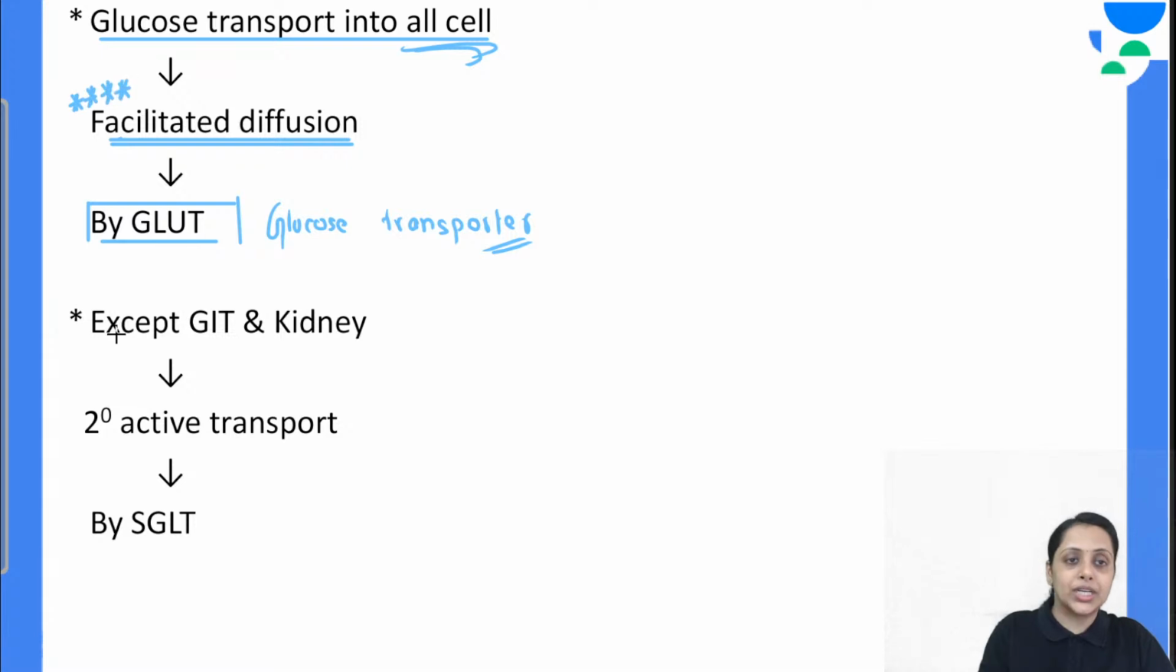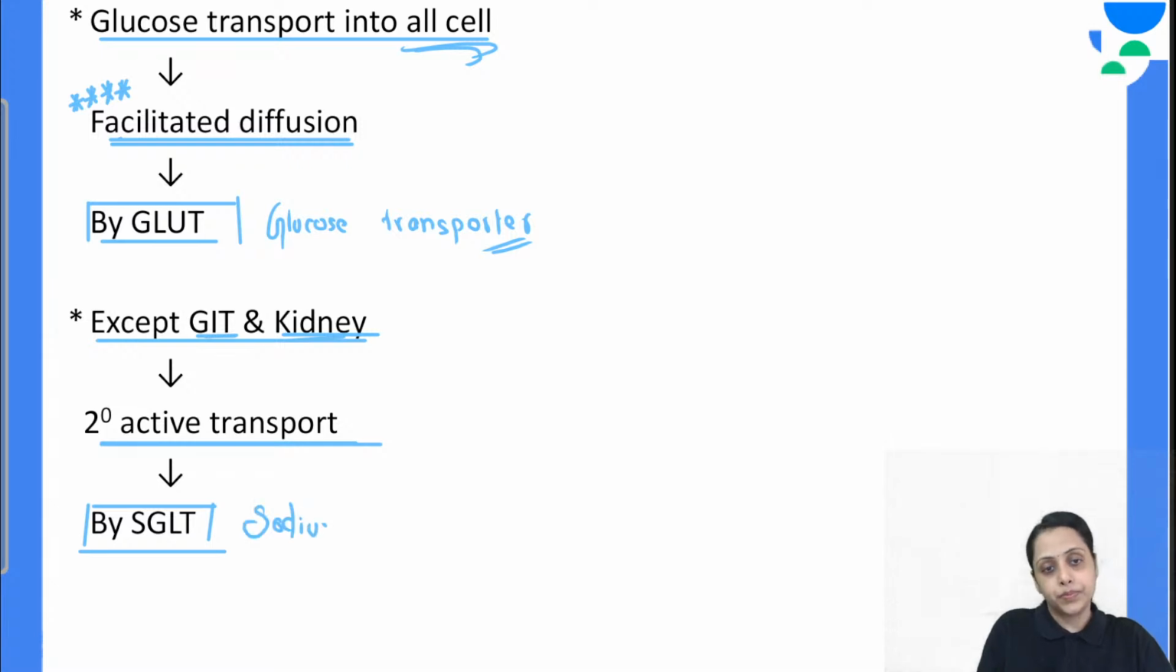But there is an exception, that is the GIT and the kidney. In the GI tract and in the kidney, this occurs via the sodium glucose co-transporter, SGLT. So this exception is there. In GIT and in kidney, glucose transport occurs via the sodium glucose co-transporter, which is a classical example of secondary active transport. Do remember this one. Is this clear with everybody?